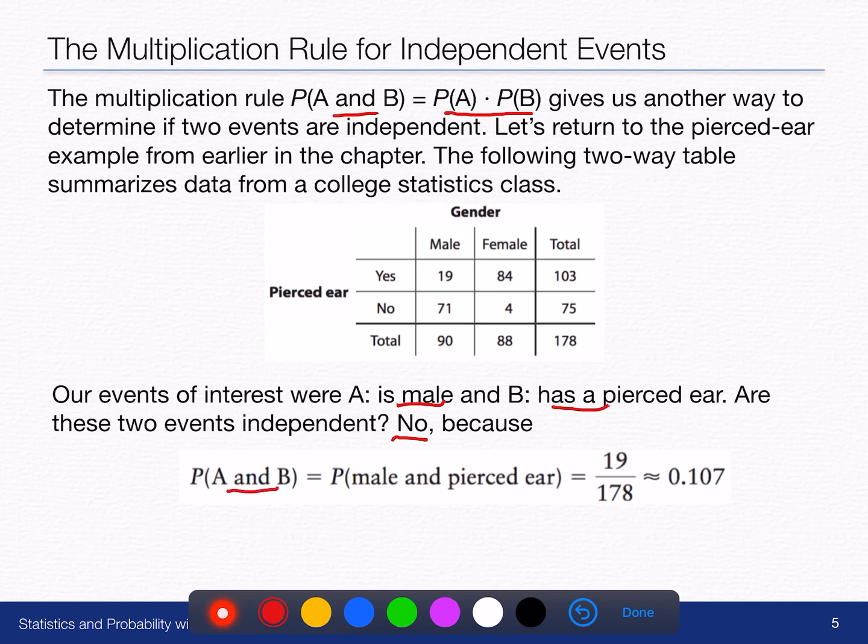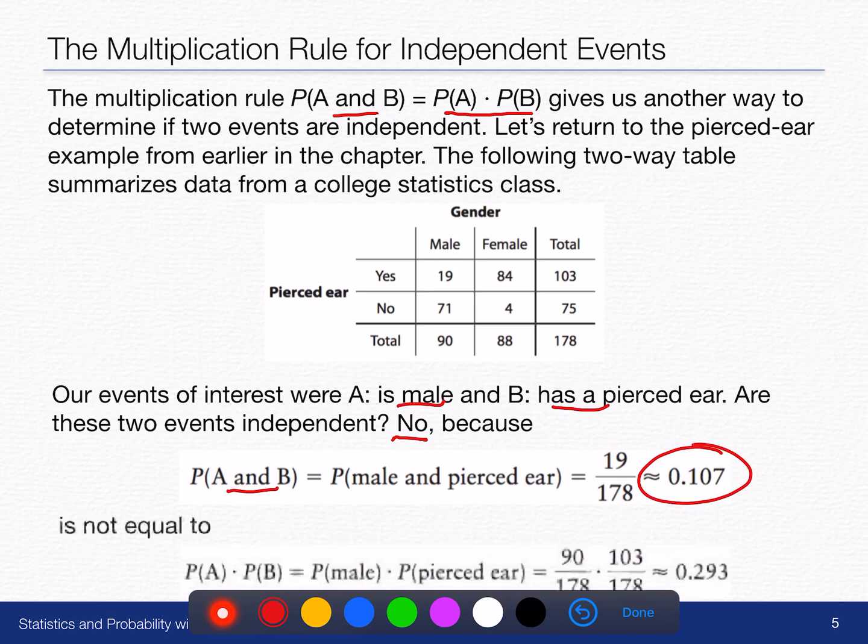The probability of A and B, that means the intersection, is right here. 19 out of 178 gives you 0.107. But you've got one more step. We're going to use the formula that we just talked about. The probability of A times the probability of B is equal to the probability that event A is male, times the probability of pierced ears. So the probability of male is 90 out of 178. The probability of pierced ears is 103 out of 178. When you multiply those two, you actually get 0.293. If they're not equal, then they're not independent. And that's basically it.